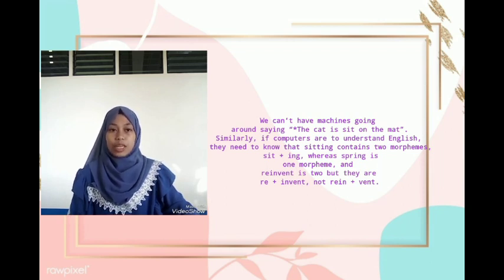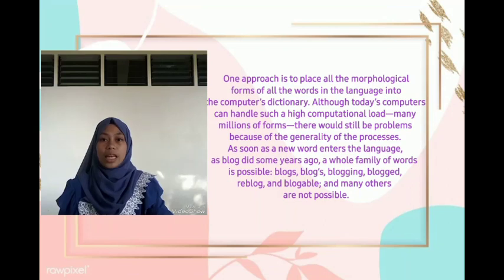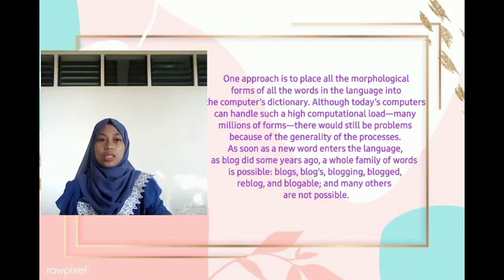Similarly, if computers are to understand English, they need to know that sitting contains two morphemes, sit plus ing, whereas spring is one morpheme. And reinvent is two, re plus invent, and not rein plus vent. One approach is to place the morphological forms of all words in the language into a computer dictionary.